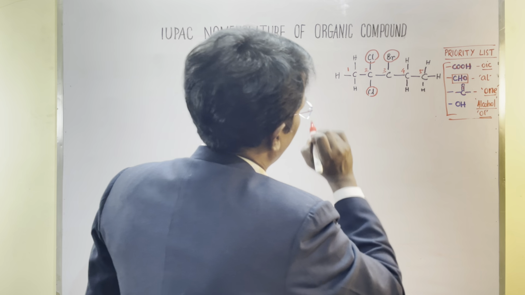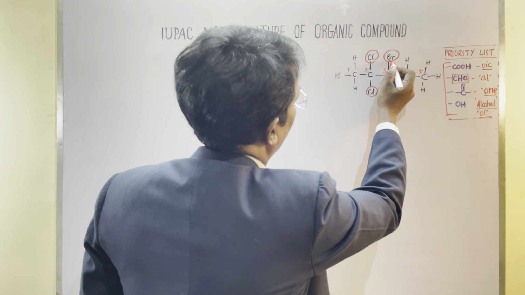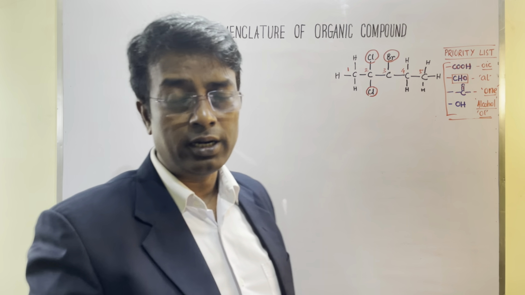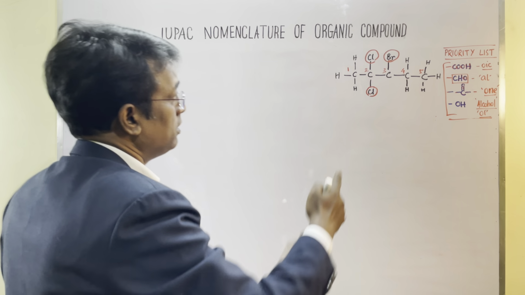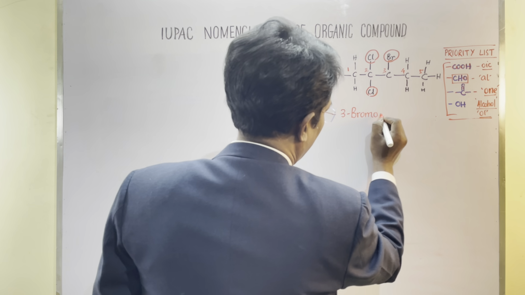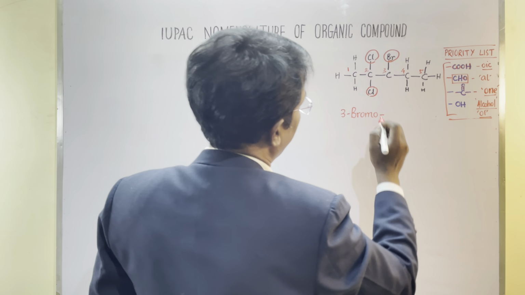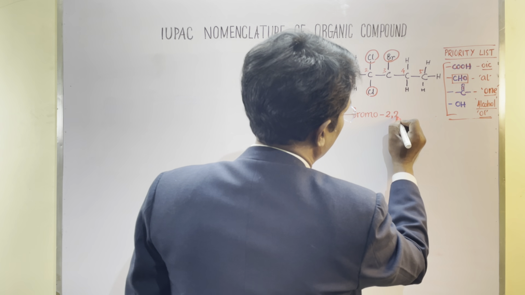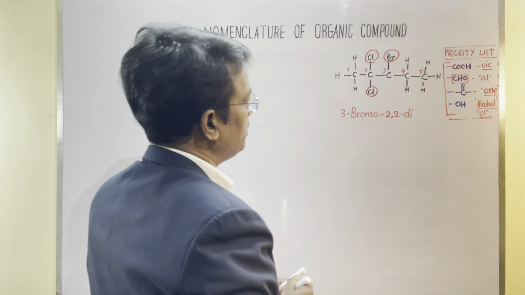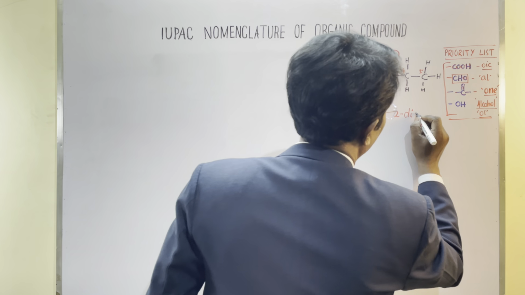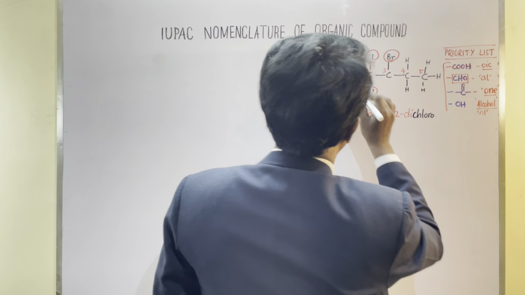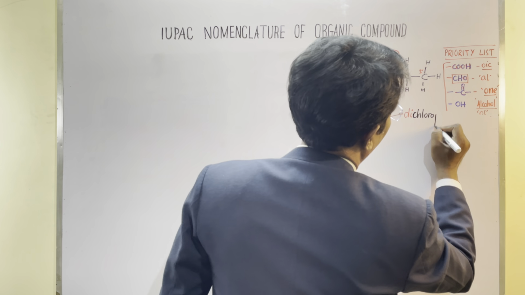Now here, bromo will come first. Why? Alphabetical order: chlorine is C, and A, B, C, D is called alphabetical order. So B comes first. So it will be 3-bromo, again hyphen, then at carbon 2 there are 2 groups, so 2,2, then we use "di" as the prefix for chlorine, so 2,2-dichloro, and the main chain is 1, 2, 3, 4, 5, pentane.